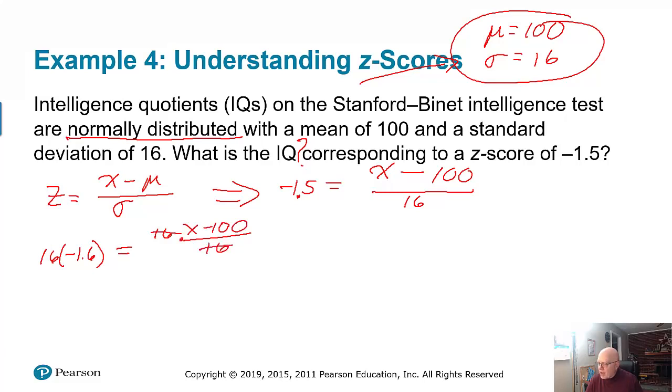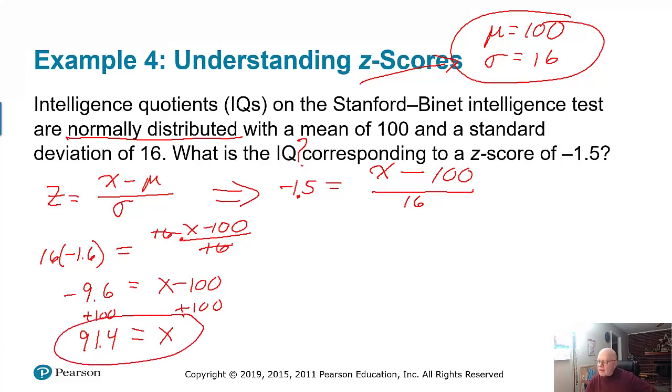These 16s will cancel. You'll have negative 9.6 equals x minus 100. Add 100 to both sides. And x, oops, that wasn't supposed to be negative. Yes, it is. Negative 9.6. So add these two together and you'll have 91.4.